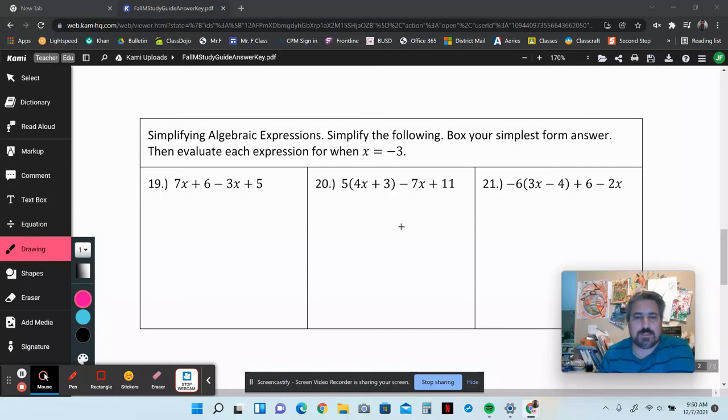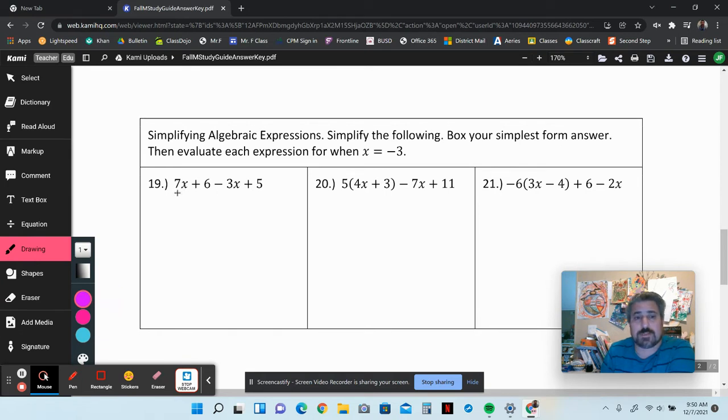Hey everybody, this is part two to the corrections for the study guide for Math 7 fall semester. So we're just going to go through it. This is basically just making sure you know how to simplify algebraic expressions and then evaluate them for given values of variables. So in this particular case, the first step would be to combine like terms.